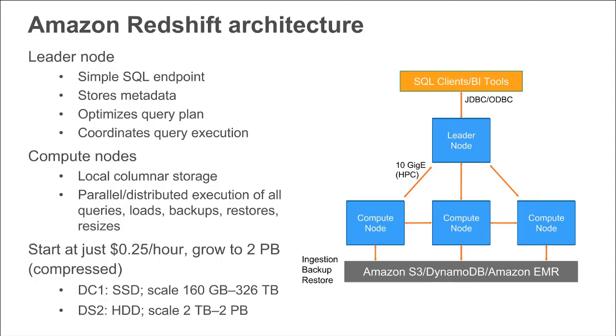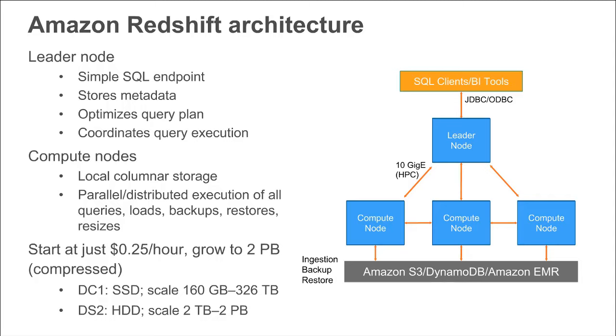A quick look at the Redshift architecture. We have the concept of what we call a leader node. A leader node is a simple SQL endpoint. That is your entry point for all your JDBC and ODBC connections from the client side connecting into Redshift. The leader node is responsible for storing all the metadata. It also optimizes the query plan that is actually executed on the compute nodes themselves. So the leader node coordinates query execution among the various compute nodes.